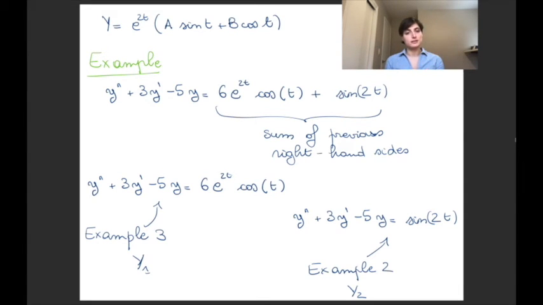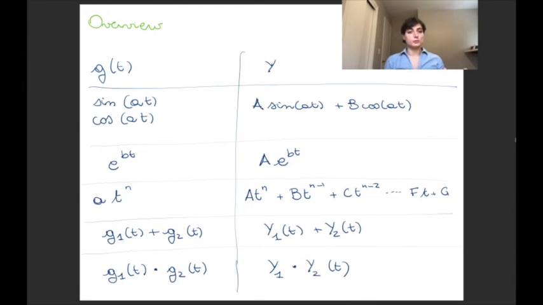If you look at the right-hand side, this is a sum of the previous right-hand sides that we chose in the last two examples. In example 3, we had y second plus 3y prime minus 5y equals 6 exponential of 2t cos t, and we called that solution y1. And in example 2, we had the same left-hand side, and as a right-hand side, we had sine of 2t, and we call the solution of example 2 y2. Then the solution of this last example is the sum of these two solutions, y1 plus y2.